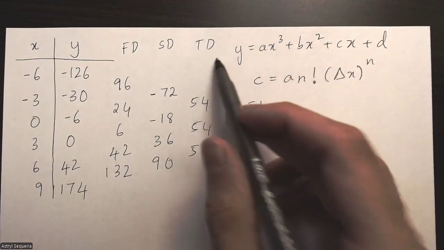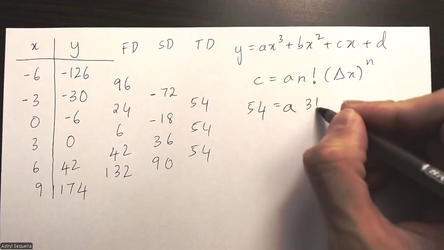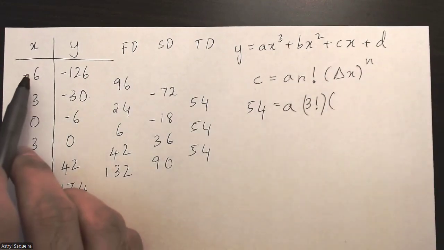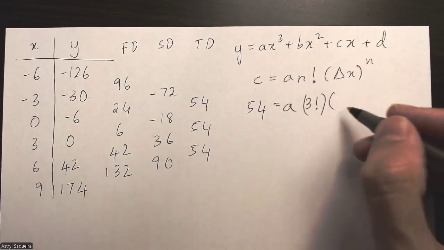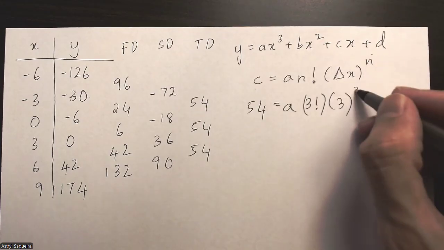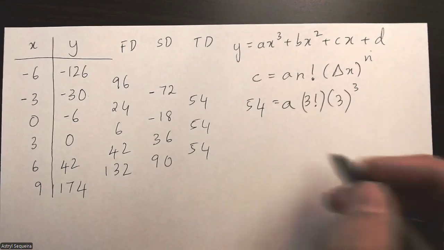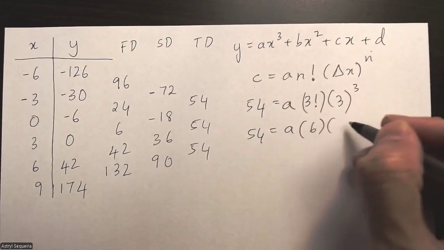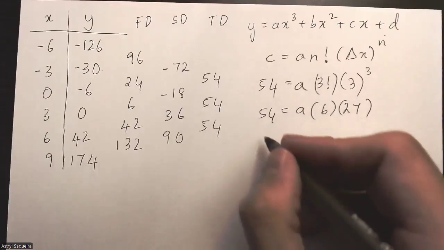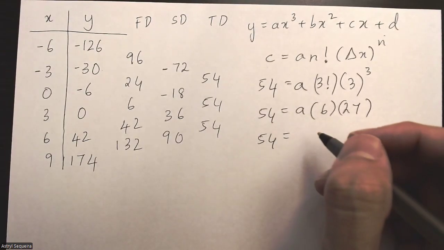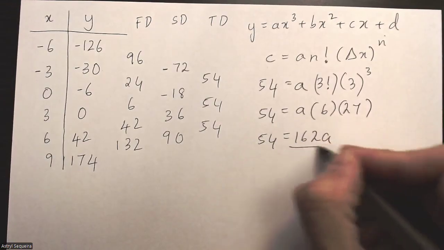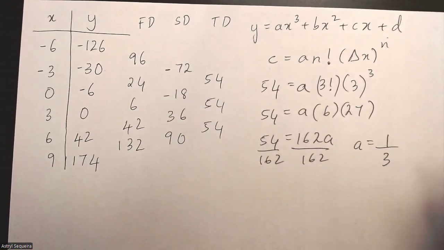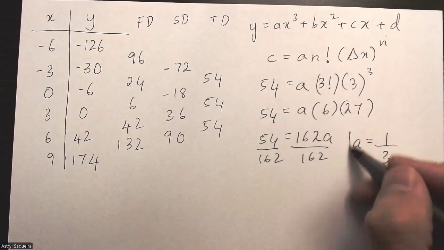n is my degree. I know this is a third degree function because the third differences are the same. My delta x, my values go up by 3. So my delta x is 3. And again, my degree is 3. Now I just have to solve this. So 54 equals a. 3 factorial is just 6. 3 cubed is just 27. 54 equals 162a. And then if I divide by 162 and simplify this, I just get my a value as 1 over 3.